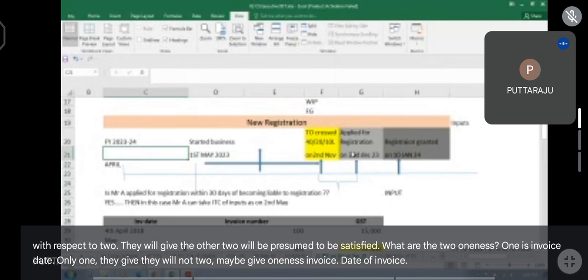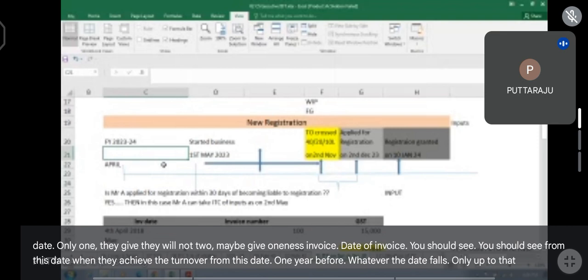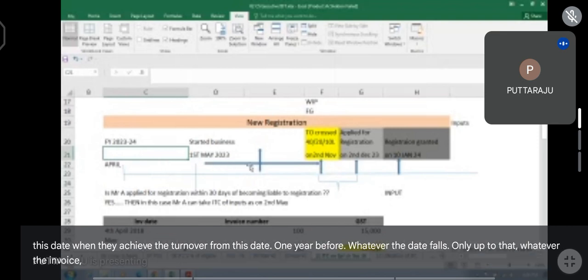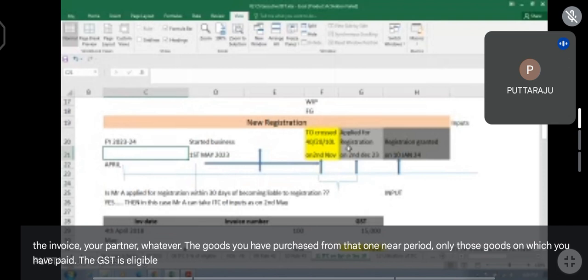You should see from this date when they achieve the turnover. From this date, 1 year before, whatever the date falls, only up to that, whatever the invoice you have purchased, whatever the goods you have purchased from that 1 year period, only those goods on which you have paid the GST is eligible to be taken as credit.